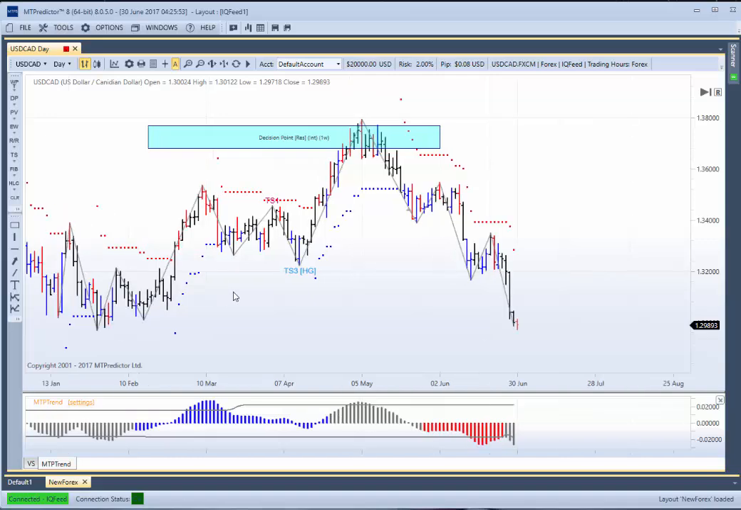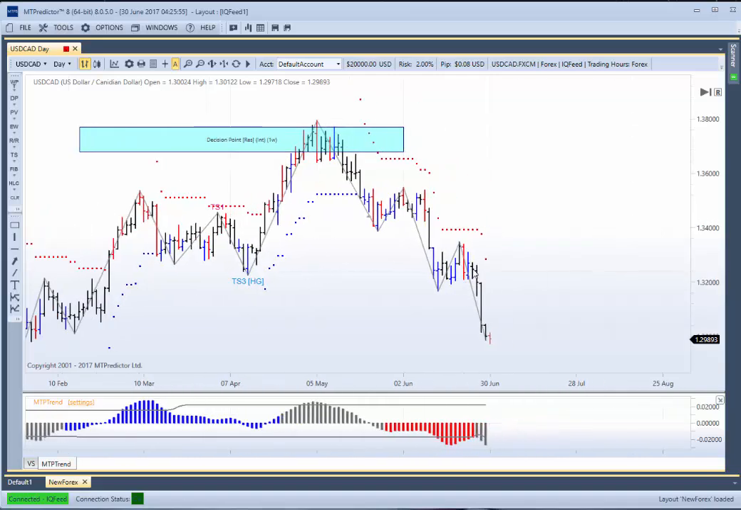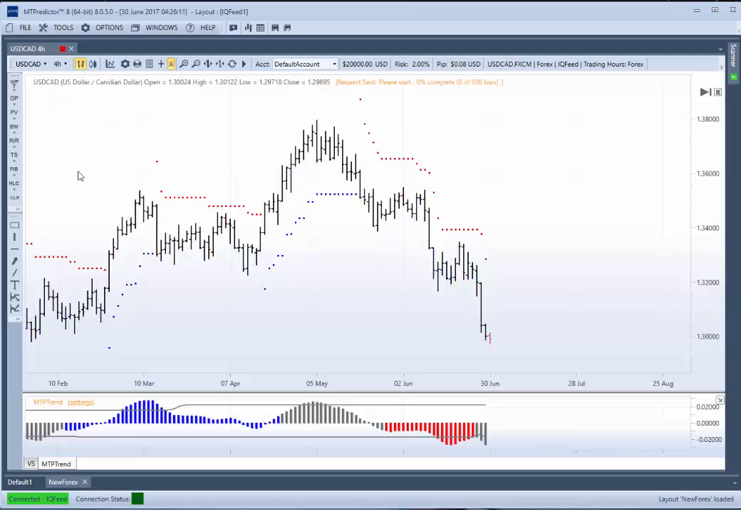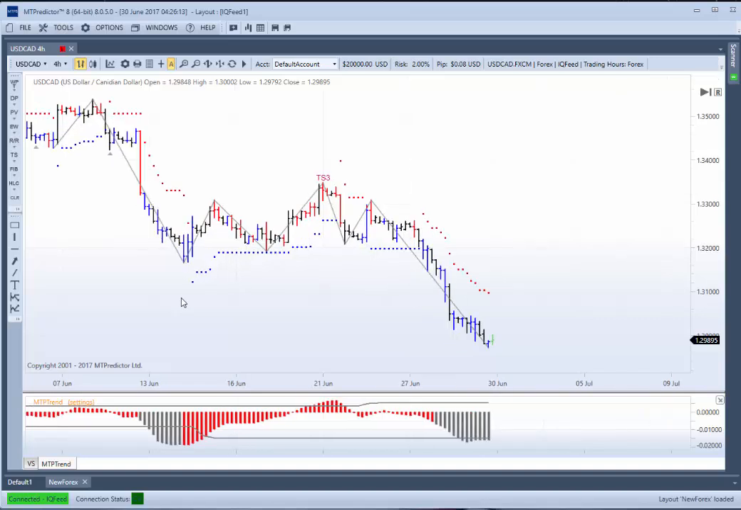Right, let's have a look at the US dollar, Canadian dollar. As you can see, we've actually had a continued decline over the last couple of days. We're coming off nicely off a weekly resistance here, right the way up here earlier in May on our daily chart. But the two trade setups we were looking at a few days ago were on the 4-hourly chart. And it was this TS3 sell setup.